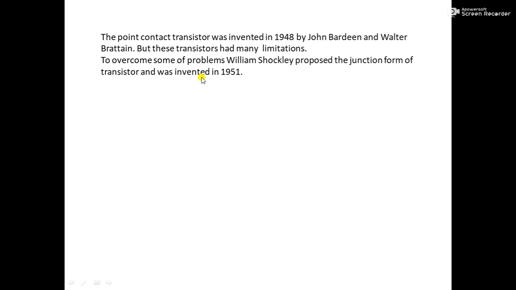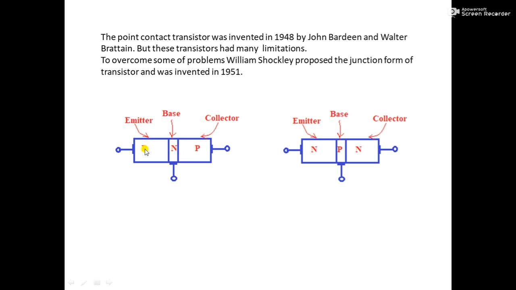It was invented in the year 1951, and in the year 1956, three scientists received the Nobel Prize for the invention and development of this device, the BJT. This is the schematic of a transistor. Two types of transistors that we have: PNP transistor and NPN transistor. As I have said, this is the schematic of a transistor. This is not the actual configuration of the transistor.